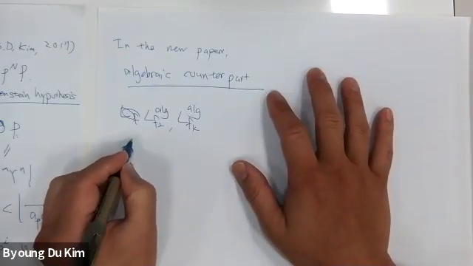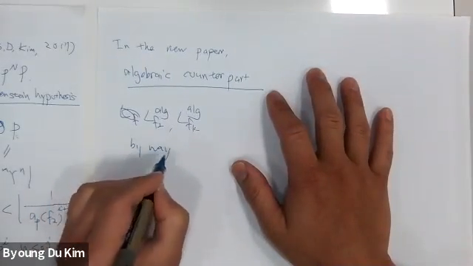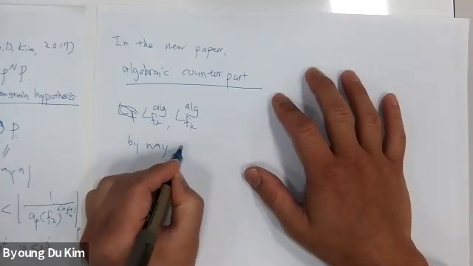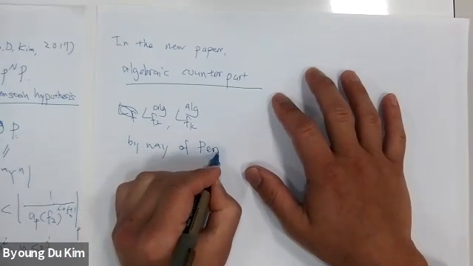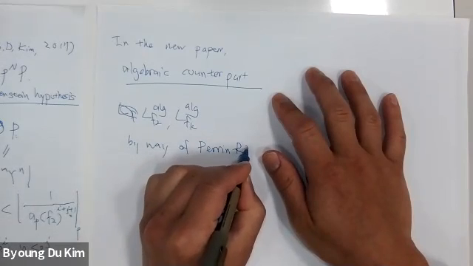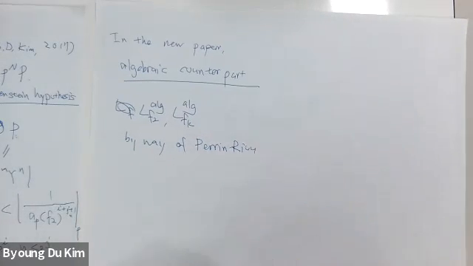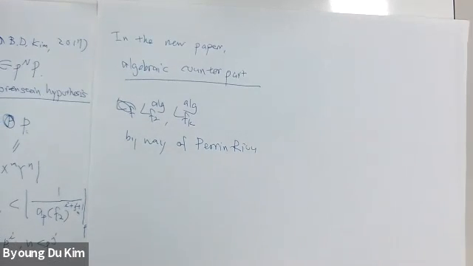Instead, how do we do it? Well, how do I do it? By way of Perrin-Riou. And I don't have time to explain that. But anyway, the inspiration is Perrin-Riou's paper.